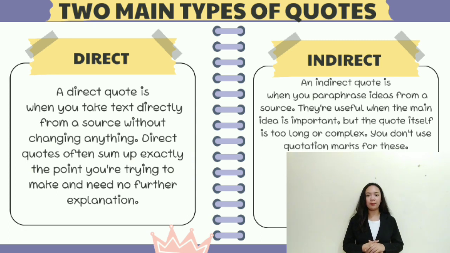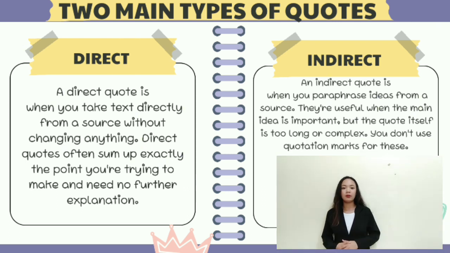They're useful when the main idea is important, but the quote itself is too long or complex. You don't use quotation marks for this. Example, indirect is when you find something on the internet for research, then you paraphrase it, sometimes by using a tool, in your own words. So, there are two main types of quoting.